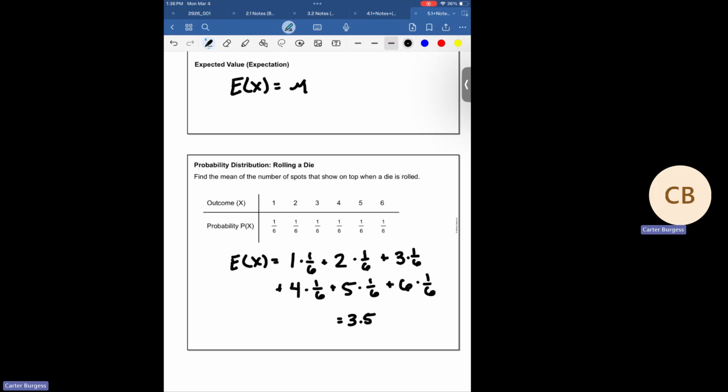So again, what does this 3.5 mean? It means that in the long run, as I roll a bunch of dice, we would expect on average to see a value of 3.5. Every time I roll a 1, I expect to roll a 6 as well. Every time I roll a 2, I expect to roll a 5. Every time I roll a 3, I expect to roll a 4. And so if I do a bunch of die rolls over and over again, then overall, on average, we would expect to see this 3.5.